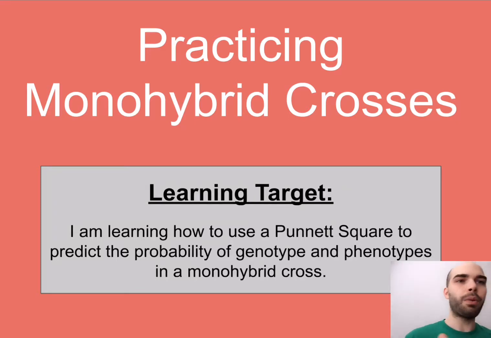Alright everyone, today I want to show you how to do a monohybrid cross. That's a cross between a male and a female where we consider only one trait. So by the end of this video, you should be able to use a Punnett square to predict the probability of a genotype and a phenotype based on a cross between individuals considering only one trait. So I'm going to show you how to do that.